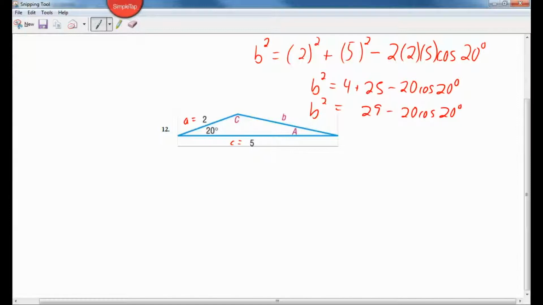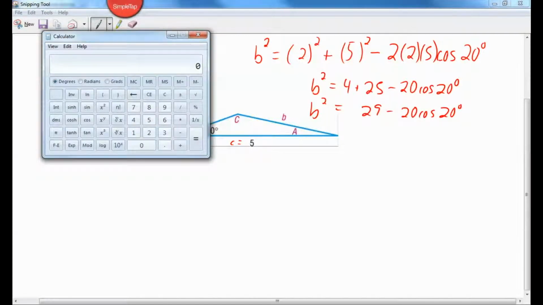So what we need to do is work out the right side. I'm going to say 29 minus 20 times. Now to do cosine of 20, you have to say 20 cosine. Now that's not my final answer. That's not even the right side of my equation answer. I have to put equals. So that's what B squared equals.